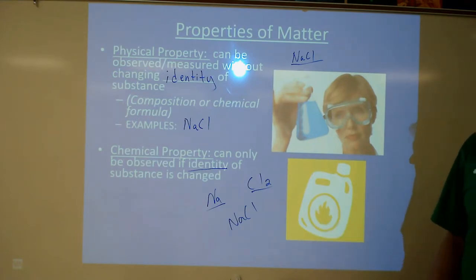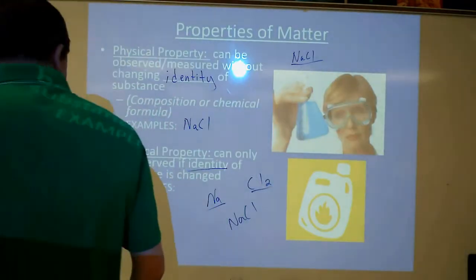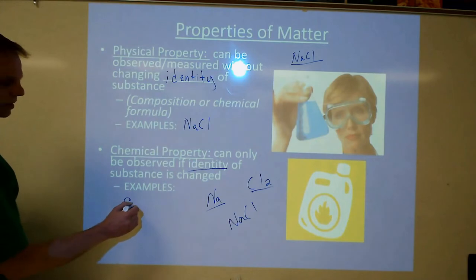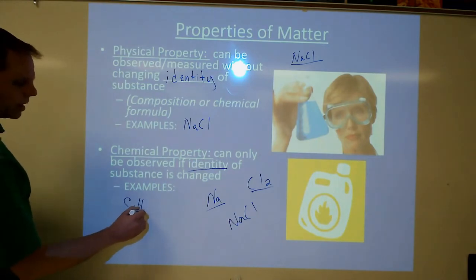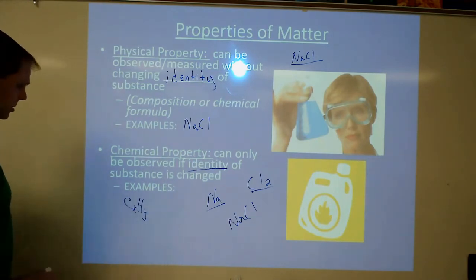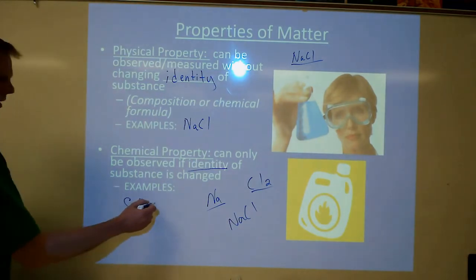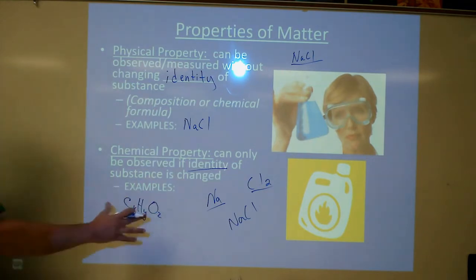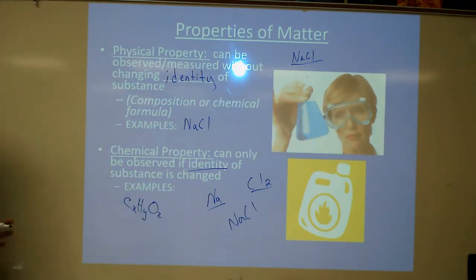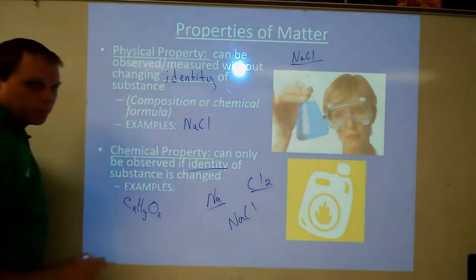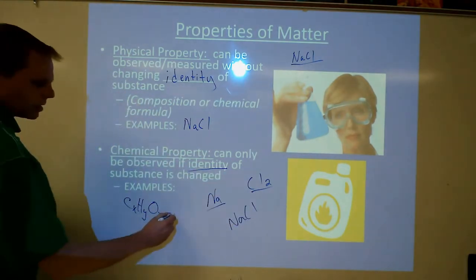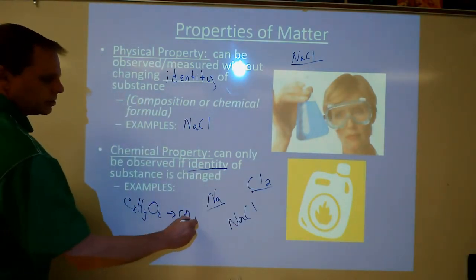So if I want to think about, for instance, a piece of paper that burns, right? Maybe that paper is made up of mostly carbons and hydrogens, CxHy, maybe it's got some O's in there too. That stuff is going to change through the chemical property of flammability. It's going to burn, and it's going to mostly turn into CO2 and H2O, right?